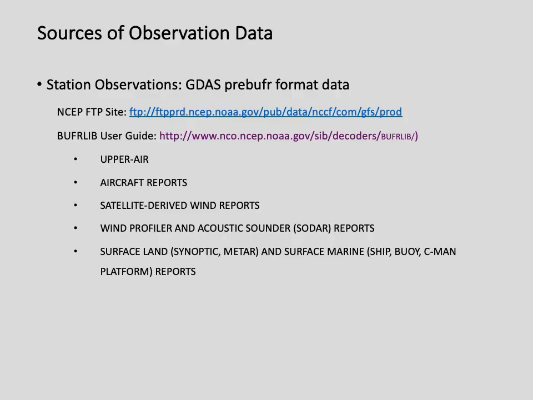Station observations can be found in the NCEP GDAS data. The GDAS data in PrepBUFR format provides global surface and upper air observations. The website to download the GDAS data and the user guide for processing PrepBUFR format data are listed here.